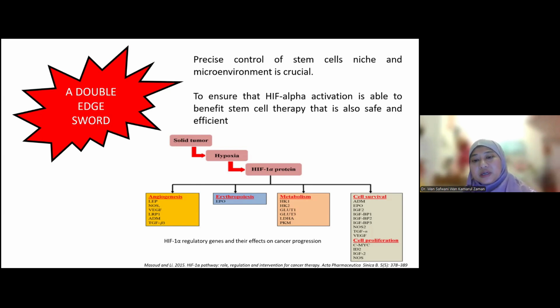So this image is just to show you the mechanism involved in tumorigenic activity, in which hypoxia, through the expression of the HIF-1 alpha protein, is able to promote the mechanisms of angiogenesis, erythropoiesis, metabolism, as well as cell proliferation. Those are the main concerns when it comes to Physoxia or hypoxia at low oxygen levels in cell culture.